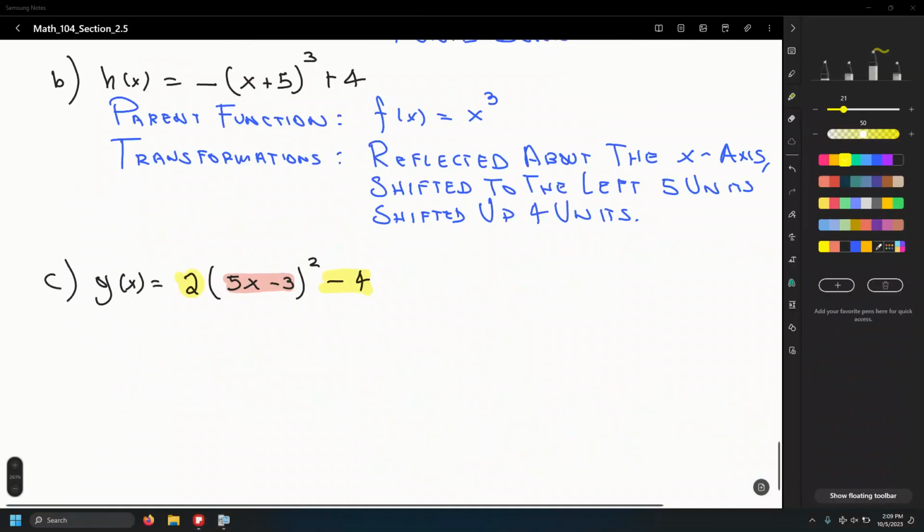In this case, doesn't that look like we are doing two operations on the x? What are those two operations we're doing? Of your parent function, you're going to take x and divide it by 5. You're also going to move it to the right 3 units. Now here's the thing. Which operation do we do first? All right, that's the question. Which one do we do first?